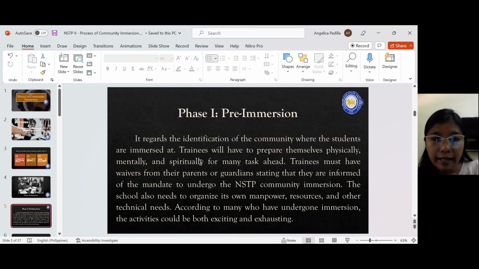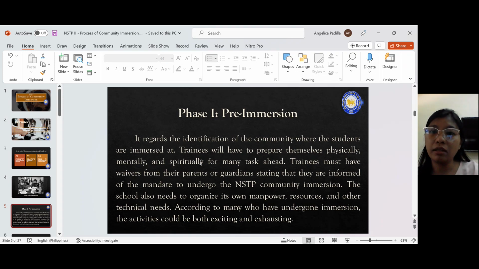So the school also needs to organize its own manpower, resources, and other technical needs. Okay, so we can perhaps ask assistance from our campus executive director. For example, yung sasakyan, baka pwedeng hiramin natin para ihatid tayo doon sa destination natin para safer at hindi na rin natin kailangan mamasahe. At baka may mga pwedeng ipahiram sa atin ng mga kagamitan.